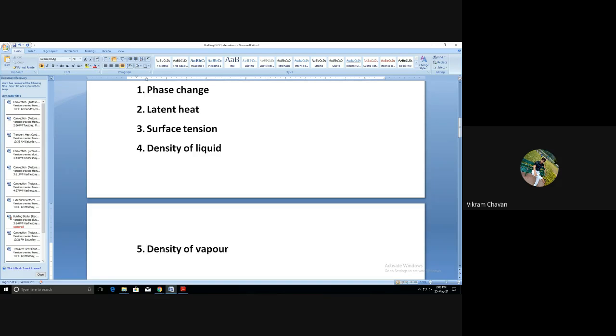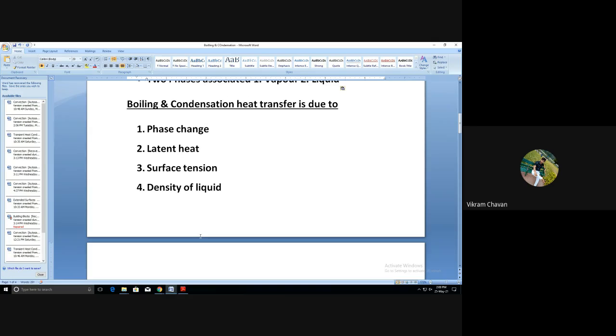As we know, as the temperature goes on increasing, the density of a liquid or a fluid goes on decreasing. Okay, so these parameters are included for the boiling and condensation heat transfer, and because of that the heat transfer will happen in the process of boiling and condensation.